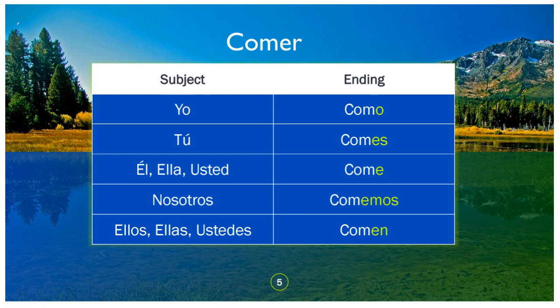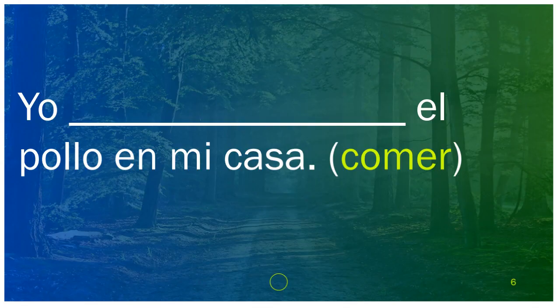And you'll notice that we got all of these conjugations of the verb comer by simply following the 3 steps. We took off the ending ER, we looked to see what our subject was, and then we added the ending that matches our subject. All right, so let's look at some examples. Here we have a sentence that we want to write, and we need to use the verb comer, which is to eat, in our sentence.